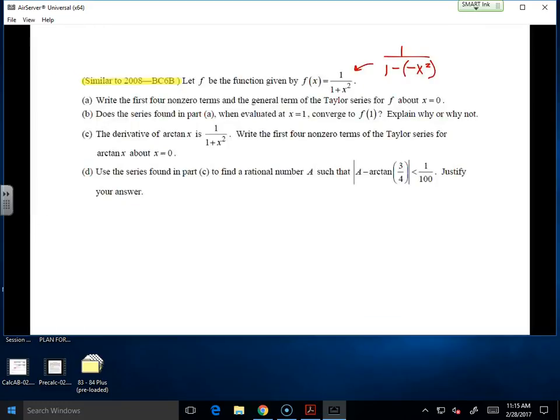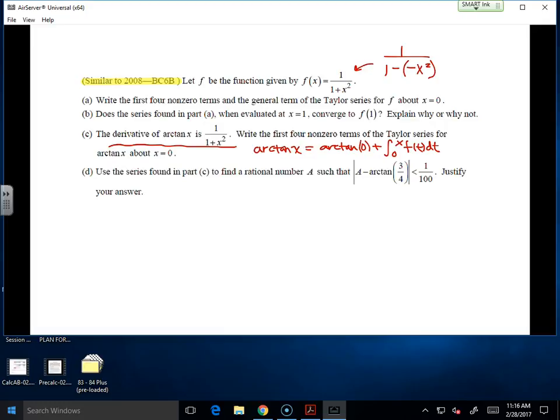Letter C, the derivative of arctan. Hey, wait a minute, kiddos, use our knowledge from number 27. If they tell us the derivative of arctan is 1 over 1 plus x squared, which we should know, then how do we figure out arctan? Integrate. So you can say arctan of x is equal to arctan of 0, which is 0, plus the integral of our Taylor series up above, f of t dt. So we're going to integrate term by term the series that you would find in letter A.